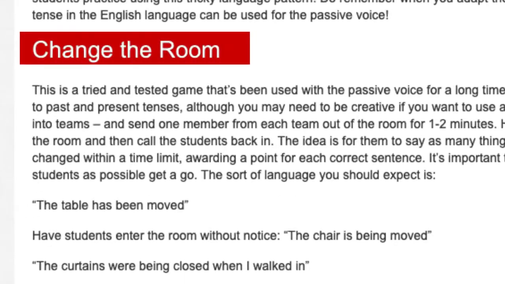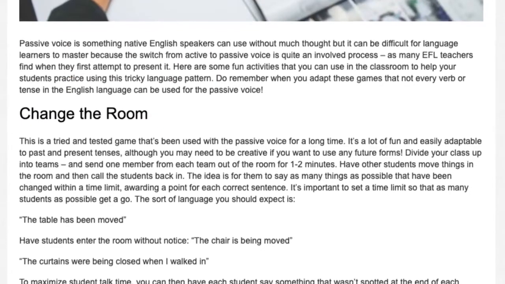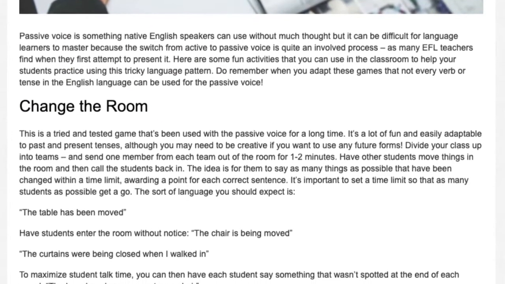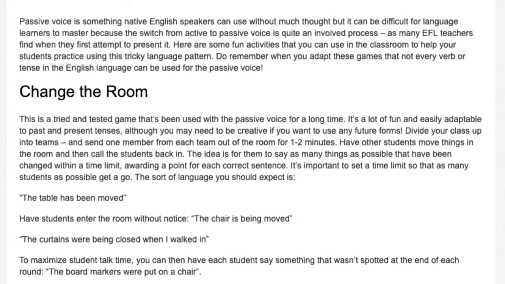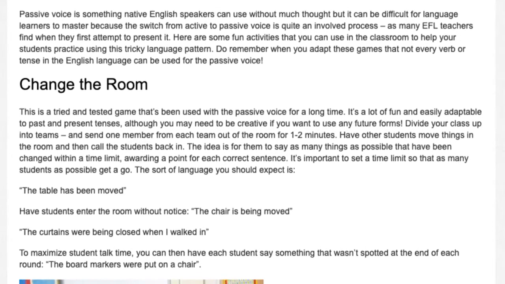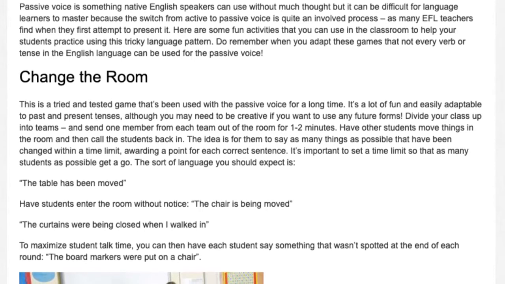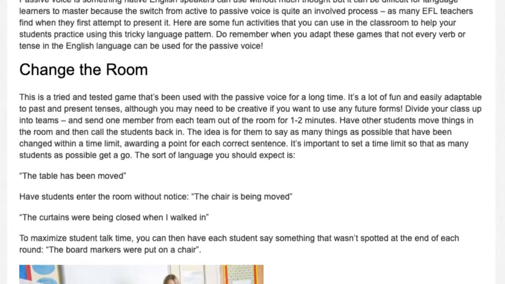Change the room. This is a tried and tested game that's been used with the passive voice for a long time. It's a lot of fun and easily adaptable to past and present tenses, although you may need to be creative if you want to use any future forms.